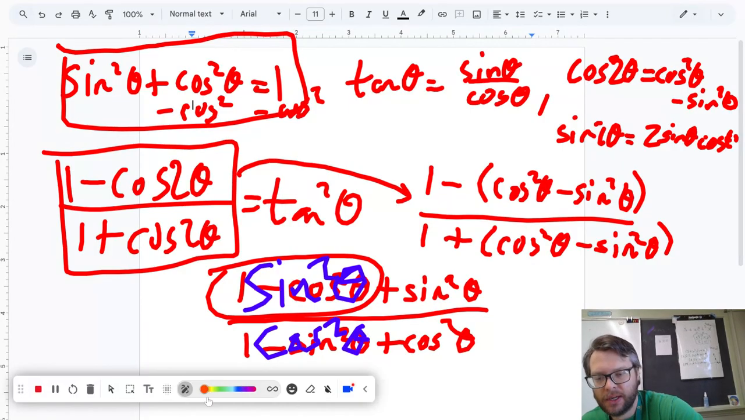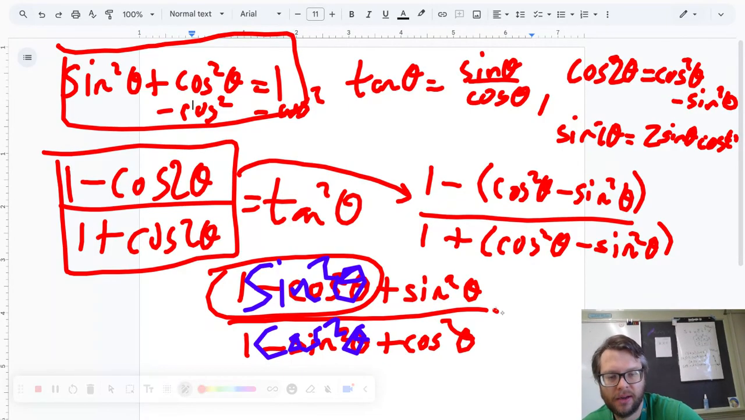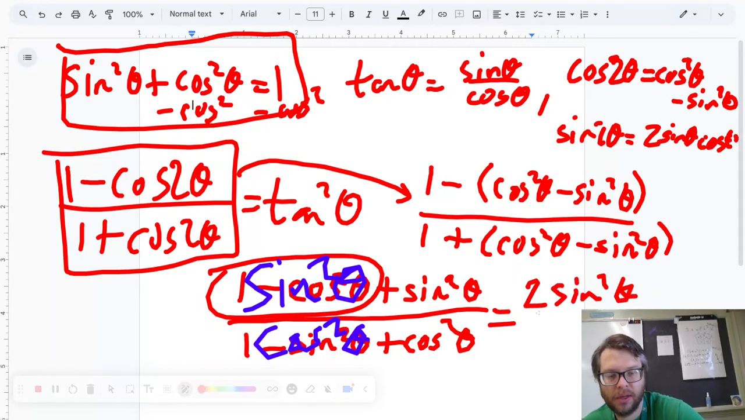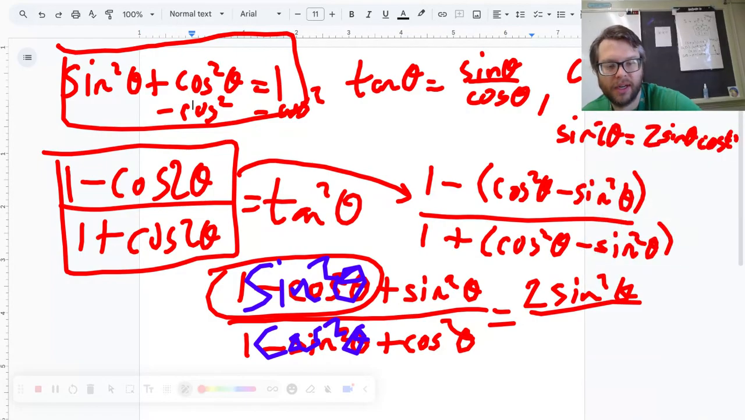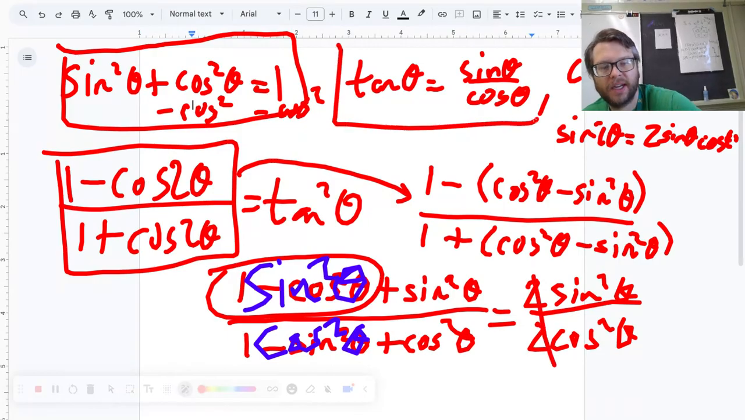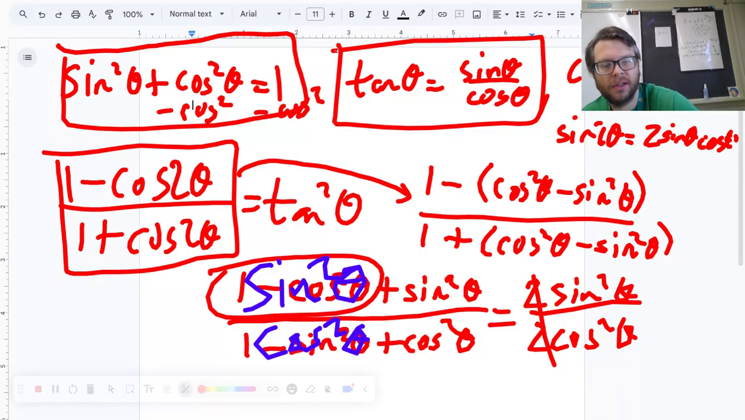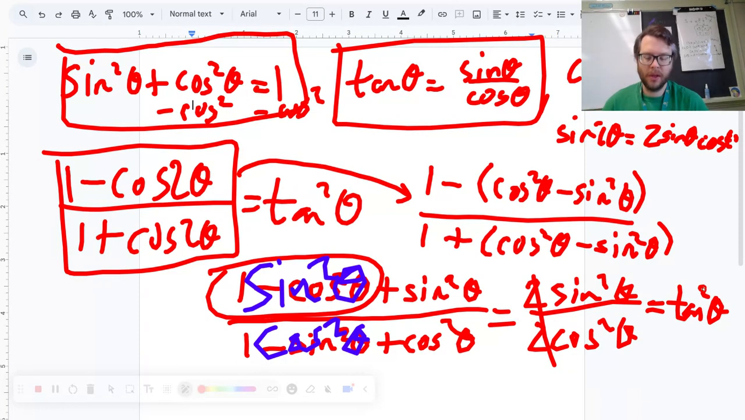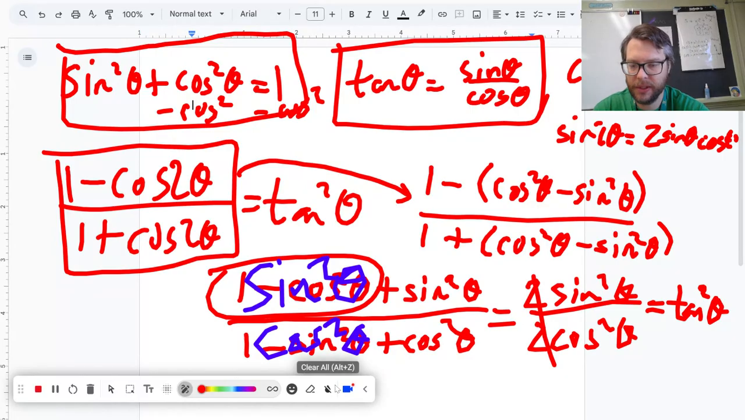So if you look at what we got now, after that, I've got 2 sine squareds on top, and I've got 2 cosine squareds on bottom. So 2 over 2 is 1, and I recognize that sine over cosine is tangent, so this is equal to tangent of theta squared. All right, let's look at another example. I'm going to just be using those same couple tools.